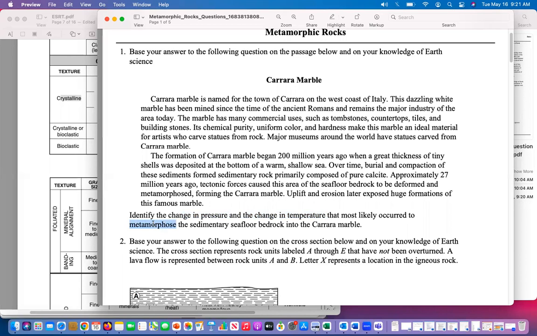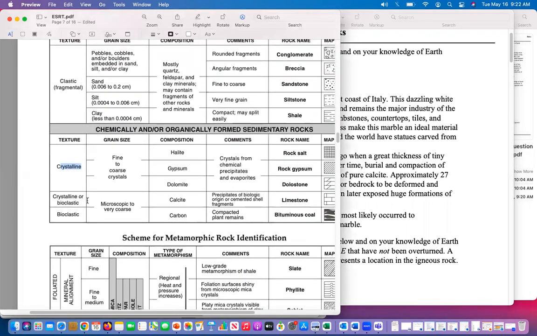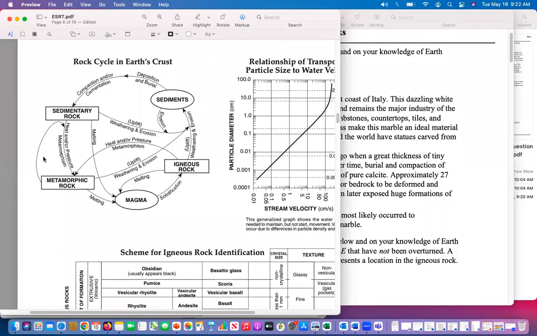That word metamorphose seems a lot close to metamorphism. And when I look at metamorphism in the rock cycle, because that's where I see where metamorphism is, right above that, it says heat and or pressure. So I know that in order for something to metamorphose or go through metamorphism, that means that we need to add heat and add pressure. So you can say it: in order for metamorphism to occur, you are adding heat and adding pressure.